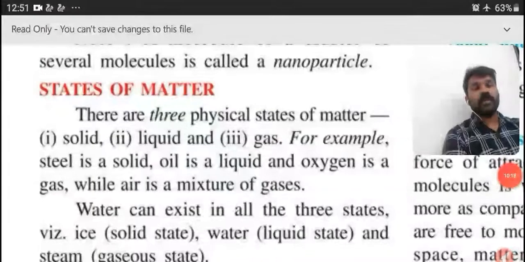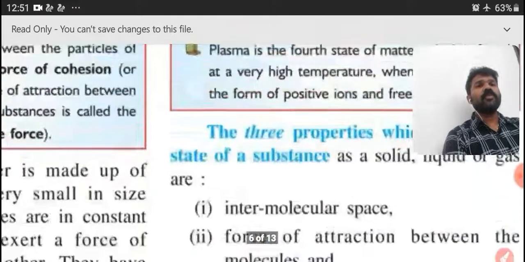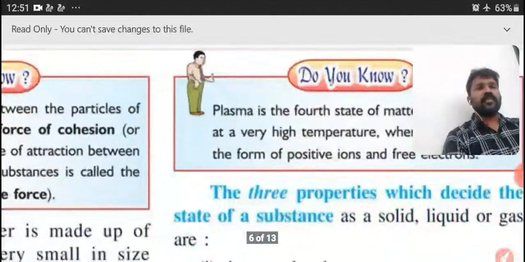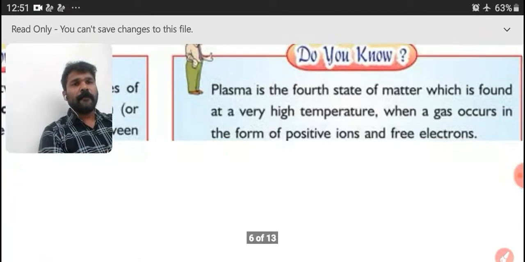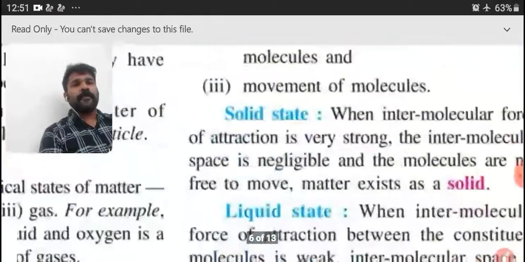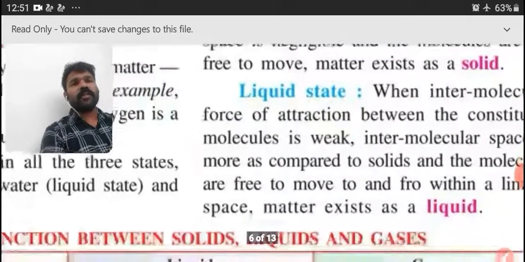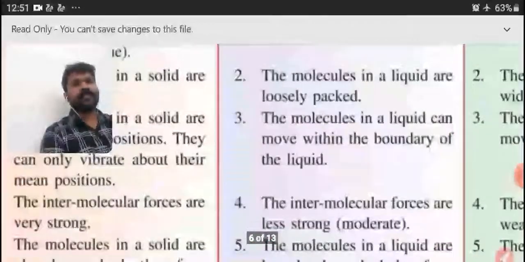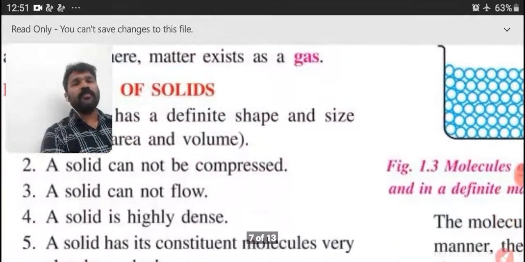Students, today we have discussed states of matter: solid, liquid, gas, and later we discussed that there is one more state, that is plasma. Then we discussed in detail the solid state, liquid state, and gaseous state. At last we discussed the different properties of solids.